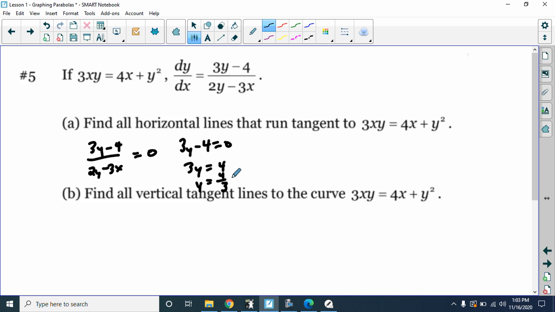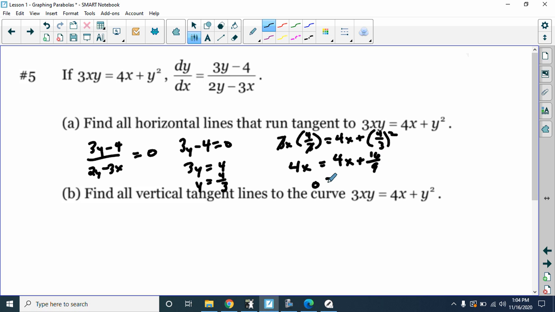We're not guaranteed any points on the curve, though, when y is 4/3. So we need to go back to the original equation and plug in 4/3 for our y's. So if I put 4/3 in for y here, I've got 3x times 4/3 equals 4x plus y squared. Y is 4/3. So 4x equals 4x plus 16 over 9.